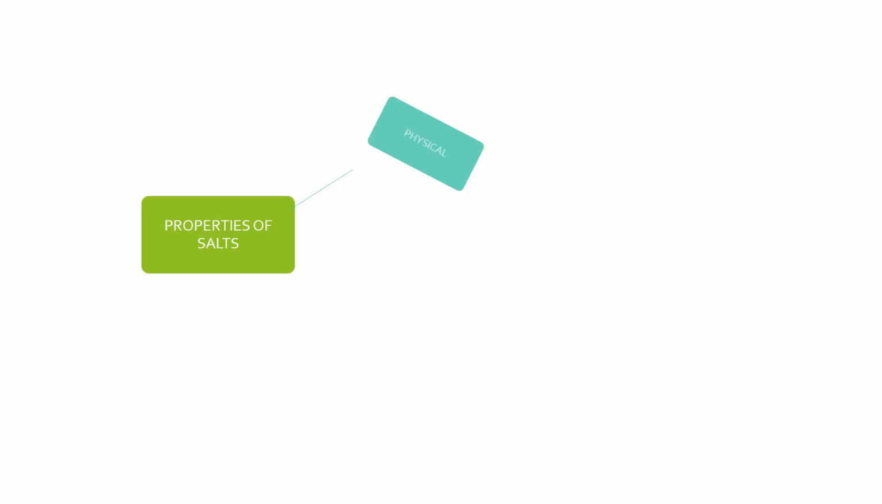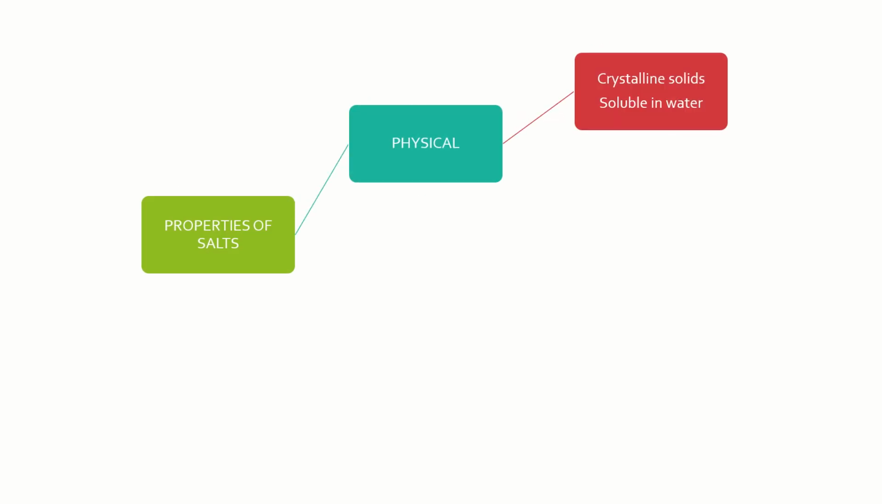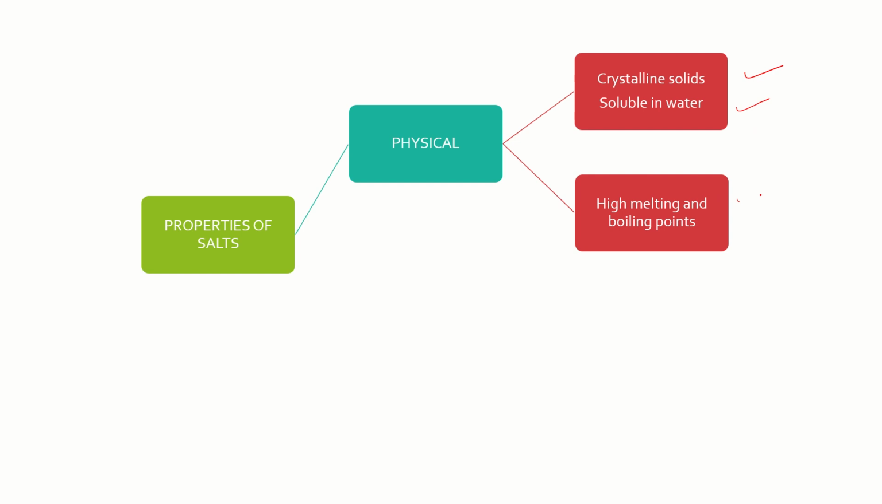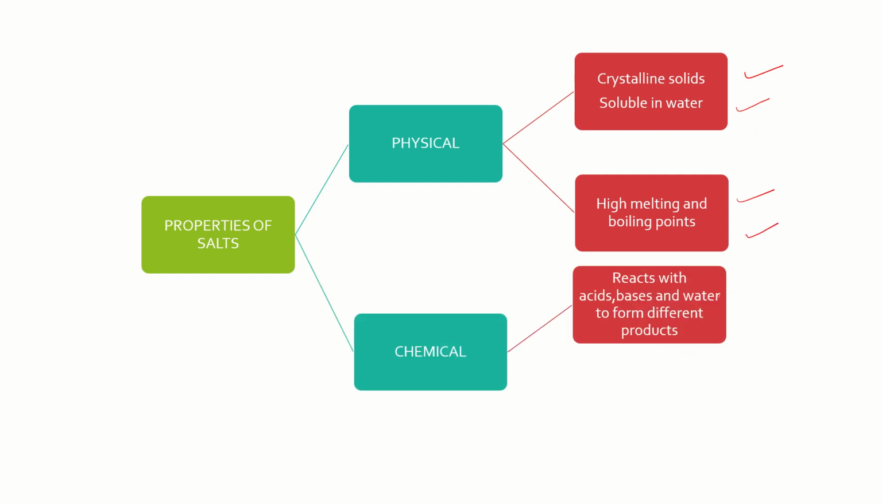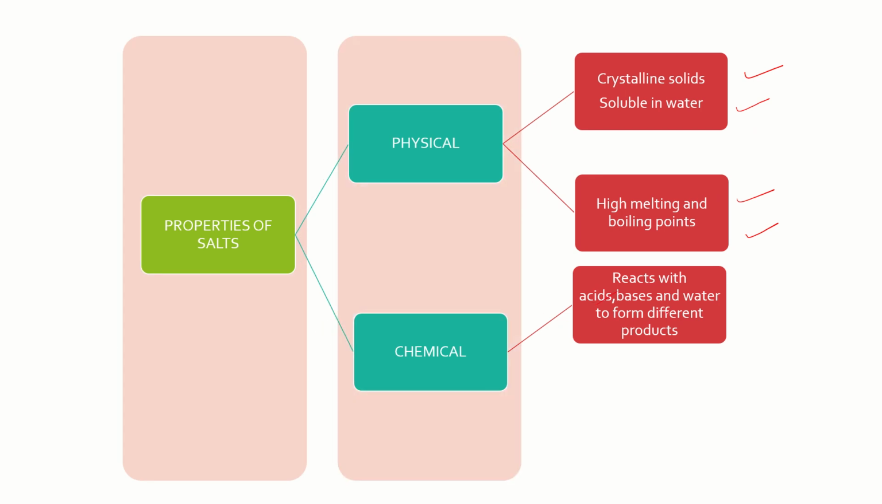Now we will see the properties of the salts. Physical properties: they are crystalline salts and they are soluble in water. They have high melting points and high boiling points. Chemical properties: the salts react with acids, bases and water to form different products. They also undergo hydrolysis and electrolysis.